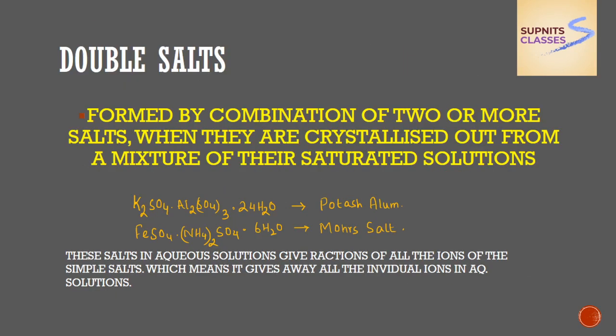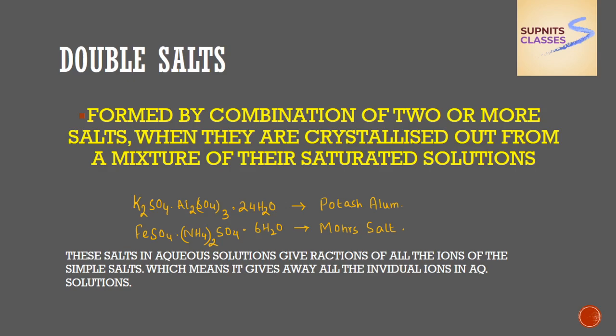Coming to double salts. Double salts are formed by combination of two or more salts when they are crystallized out from a mixture of their saturated solutions.